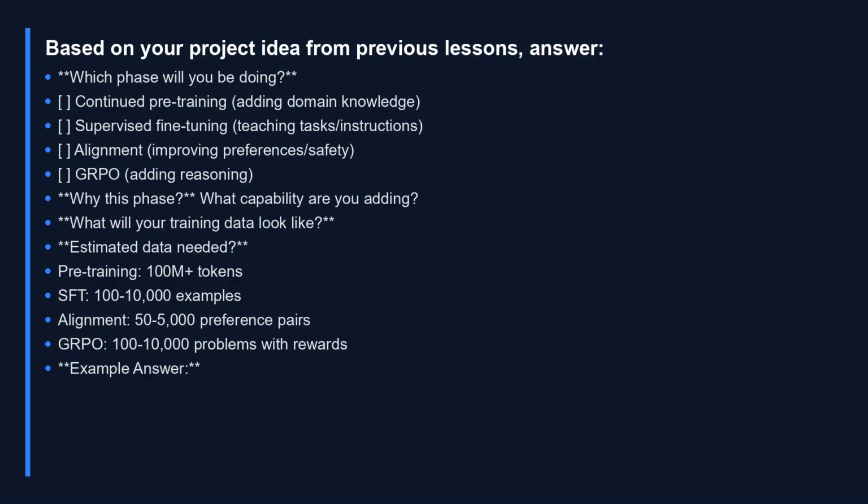For continued pre-training, plan for at least 100 million tokens. For SFT, somewhere between 100 and 10,000 examples depending on task complexity. For alignment, 50 to 5,000 preference pairs. For GRPO, 100 to 10,000 problems with defined reward functions. Writing down concrete answers to these questions now will save you a lot of confusion later when you're staring at a training script wondering what to feed it.